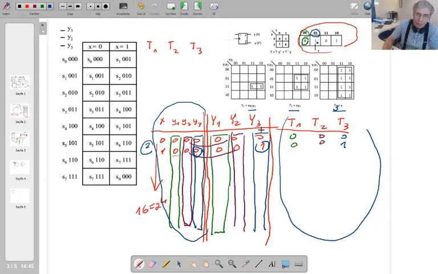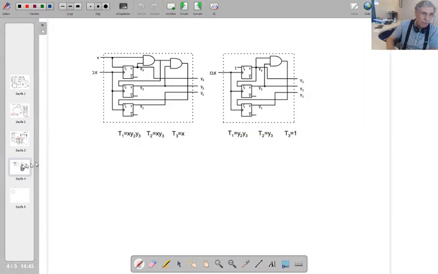Right? So once you found these memory element inputs, that means you can do the design. So let's compare now this modulo 8 with the previous modulo 8. You see here, that is the previous modulo 8. You're counting the clock. This one is the new modulo 8, which counts that x.